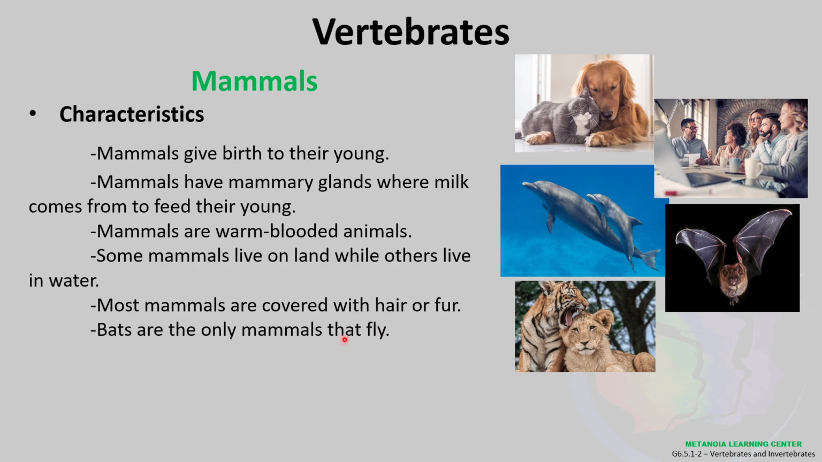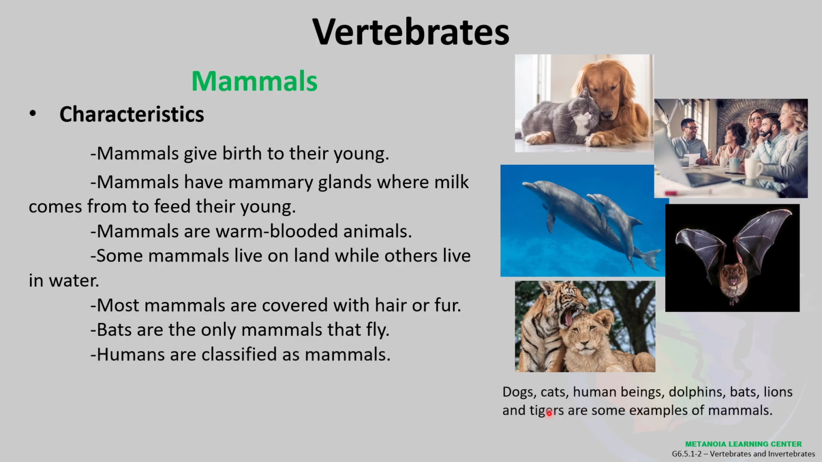Okay. Bats are the only mammals that fly. Okay, take note of that. Okay? Bats are the only mammals that fly. Unless you are Peter Pan, kayo na bahala. Although dolphins tend to, but they don't fly. Anyway. Humans are classified as mammals. Okay? Sinabi ko na kanina. So, dogs, cats, human beings, dolphins, bats, lions, and tigers are some examples of mammals.